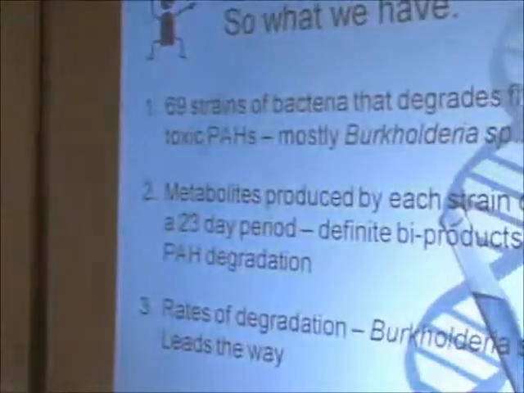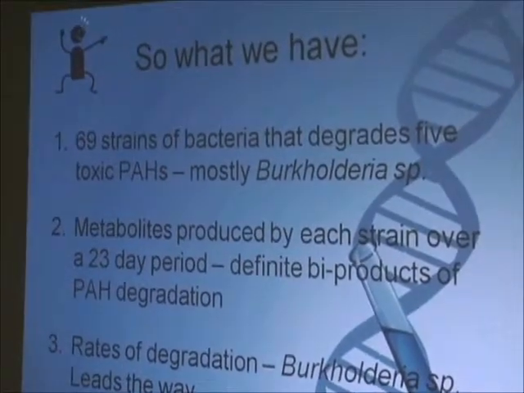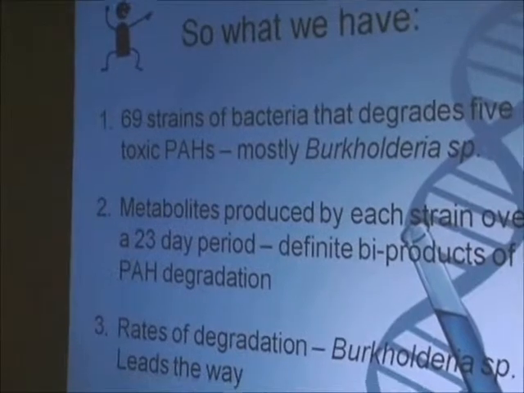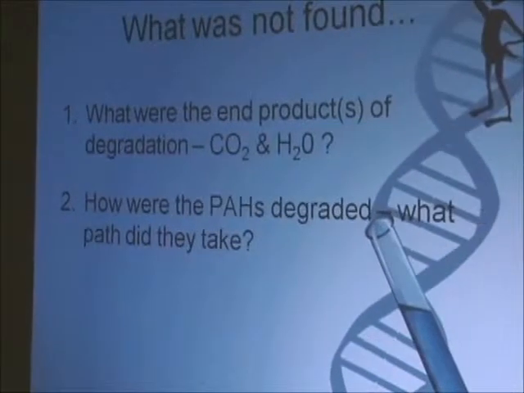So what we found in total was that these 69 strains of bacteria, mostly the Burkholderia, have metabolites, definite. We know that they're definite byproducts being produced of some kind of PAH degradation. And we know that the rates of degradation show that Burkholderia seem to be the one that is leading the way for degradation, right? Next.